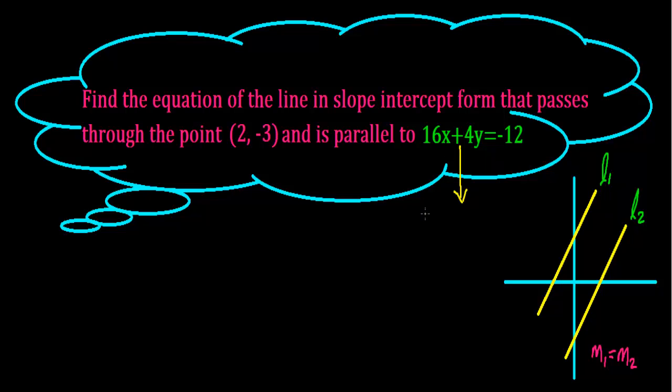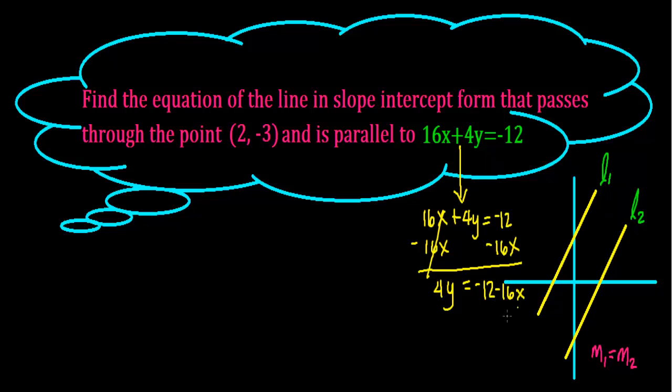So I'm going to rewrite it down here, 16x plus 4y equals -12. And I'm going to isolate the y term. So to do that, I need to get rid of 16x on both sides. And I'm left with 4y equals -12 minus 16x. And now to leave y alone, I divide by 4 on both sides.